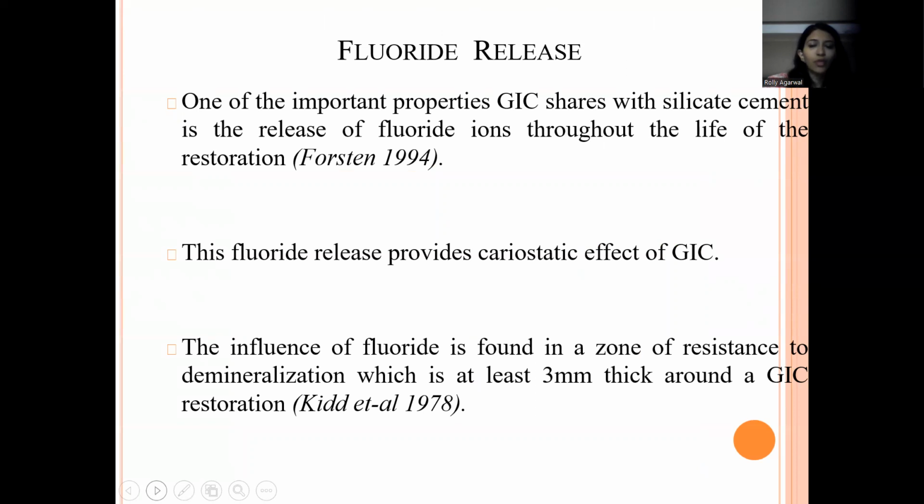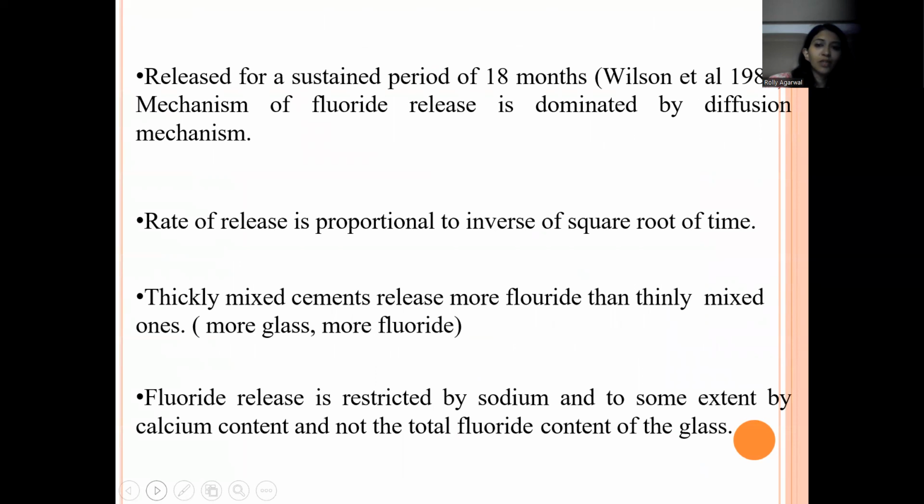One of the most important properties of GIC is the release of fluoride ions throughout its life. This fluoride again has a cariostatic effect. The influence of fluoride is in a zone of resistance to demineralization, that is approximately 3 mm around the glass ionomer restoration which has been placed. Now, the release of fluoride takes place over a period of 18 months.